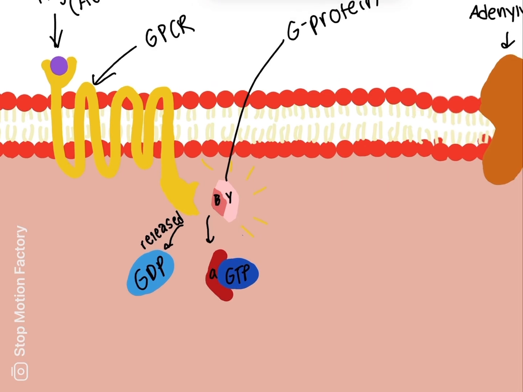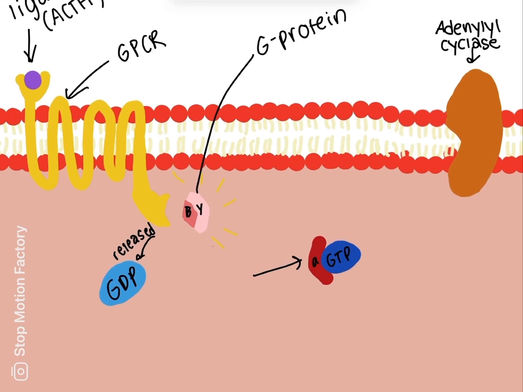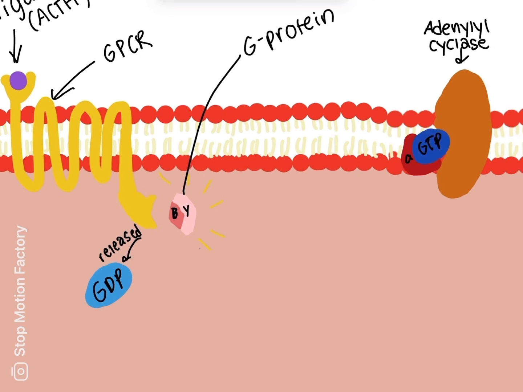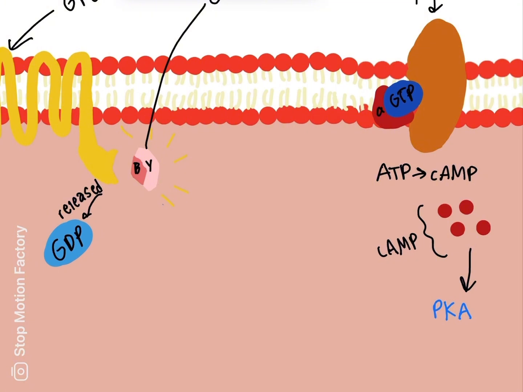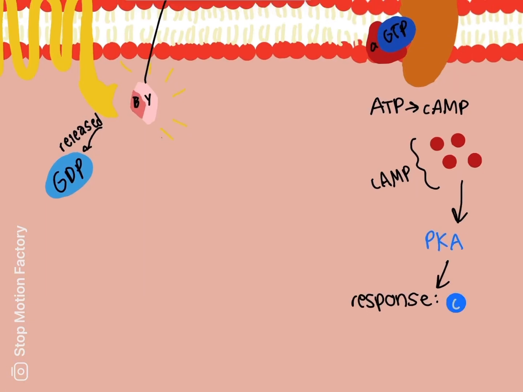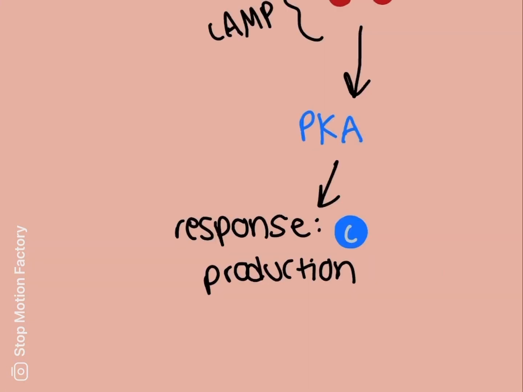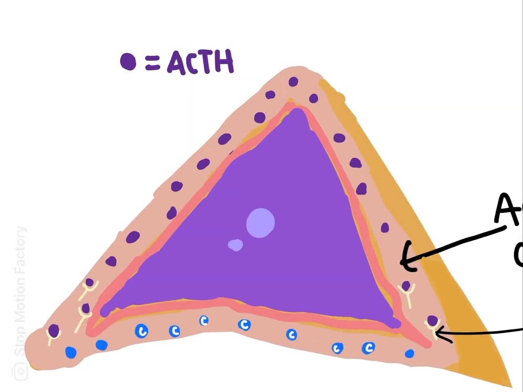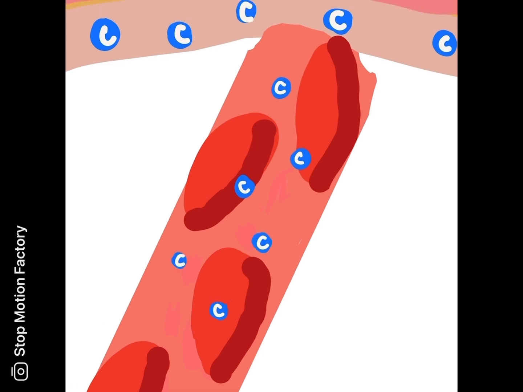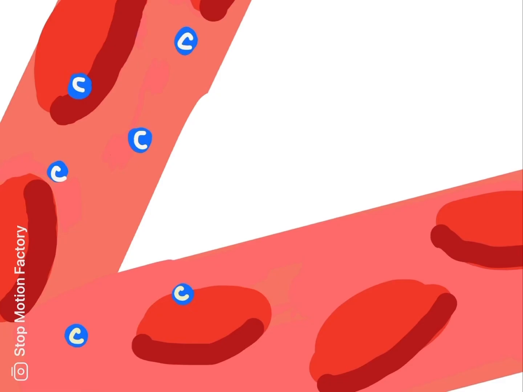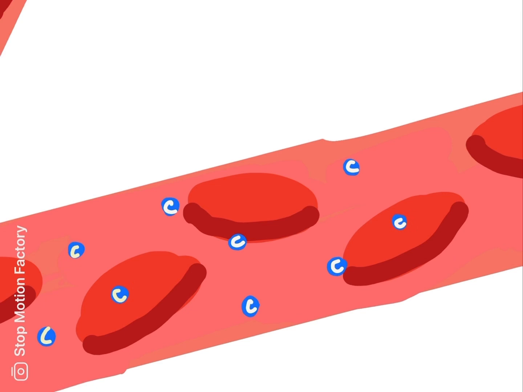The alpha subunit binds to an enzyme called adenylyl cyclase. Adenylyl cyclase is bound in the cell membrane, and it converts ATP into cyclic adenosine monophosphate, also known as cAMP. The increase in cAMP activates the enzyme known as protein kinase A, or PKA. PKA adds phosphate groups to other proteins, changing their shape and activity, and as a result, a response is produced, which is the production of cortisol, and it is released into the bloodstream.